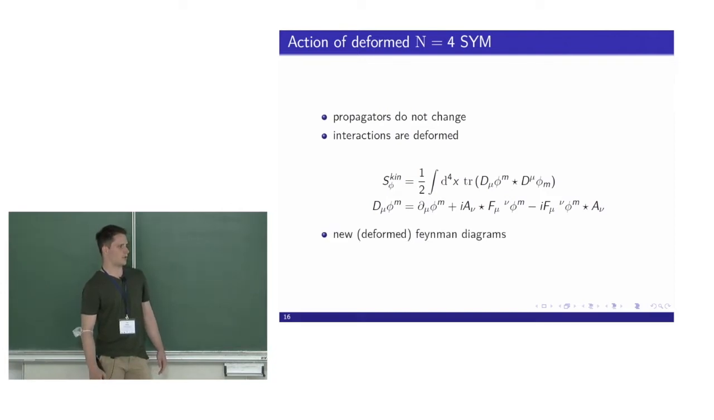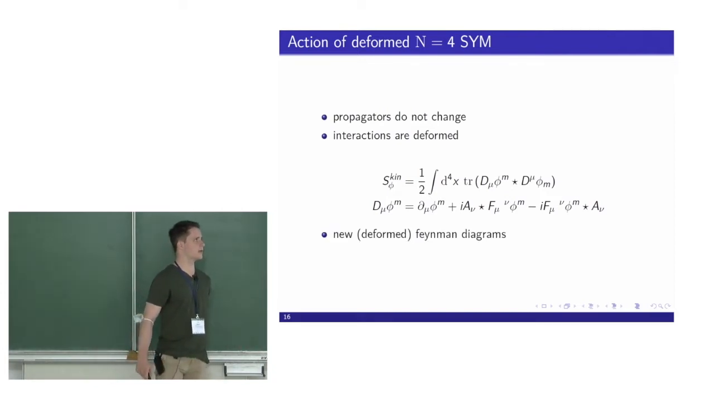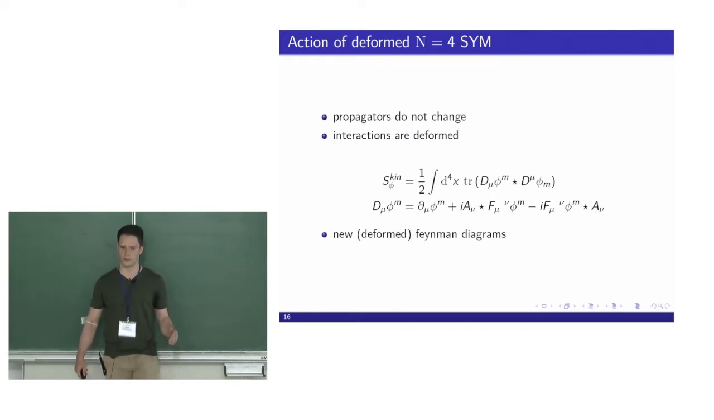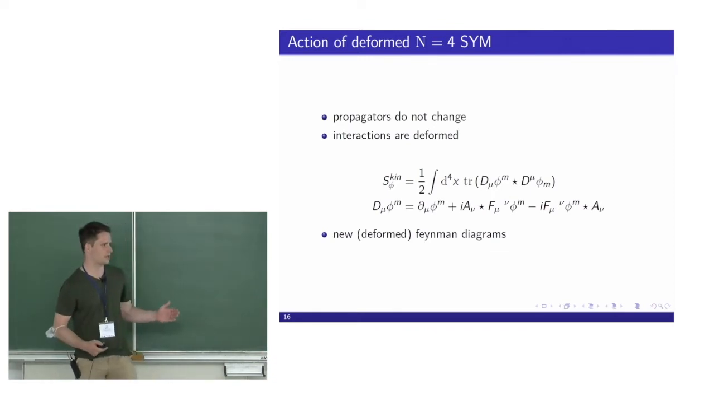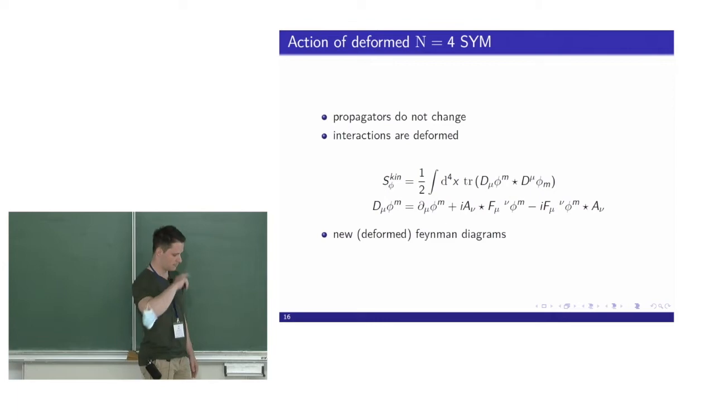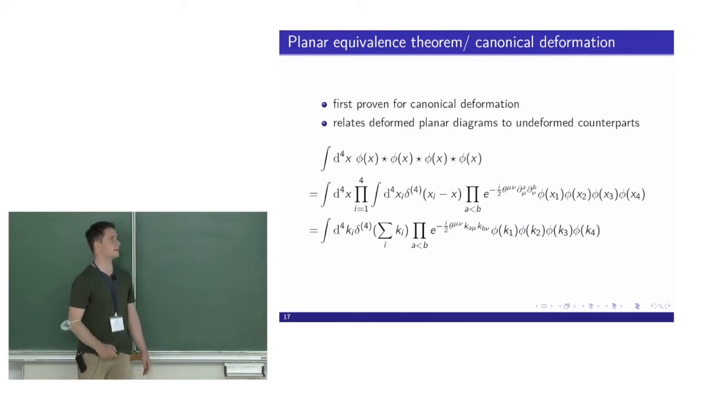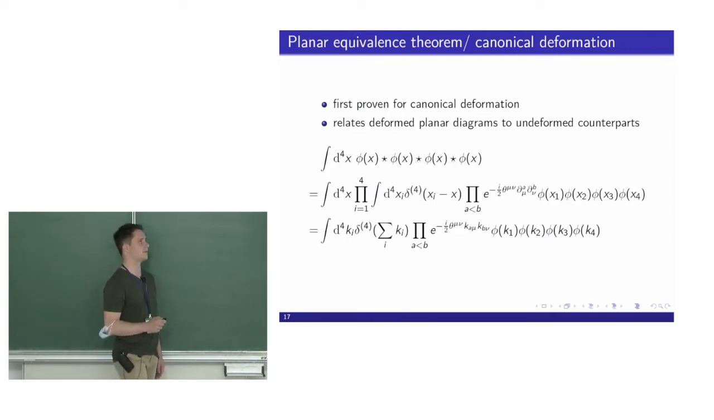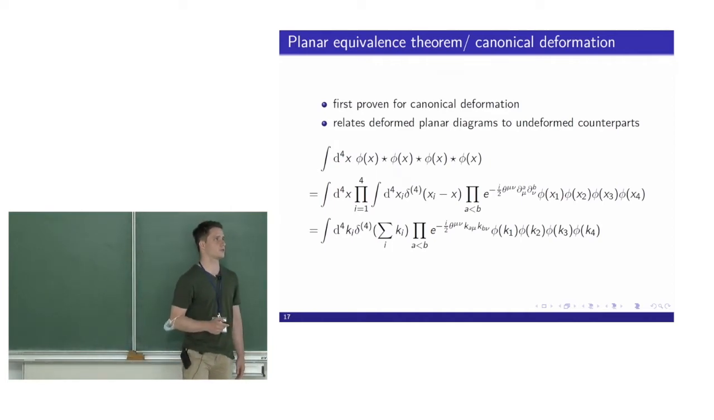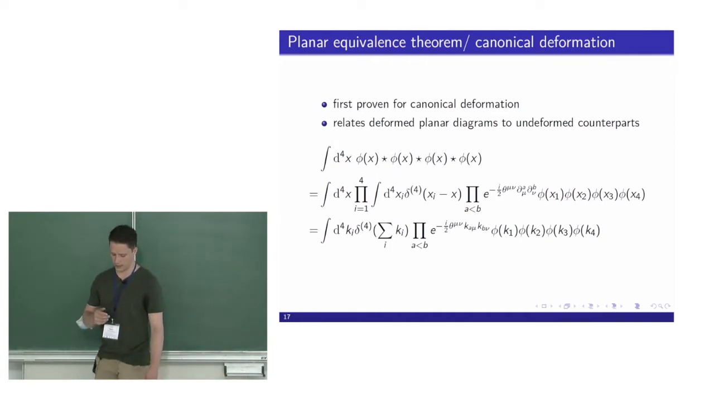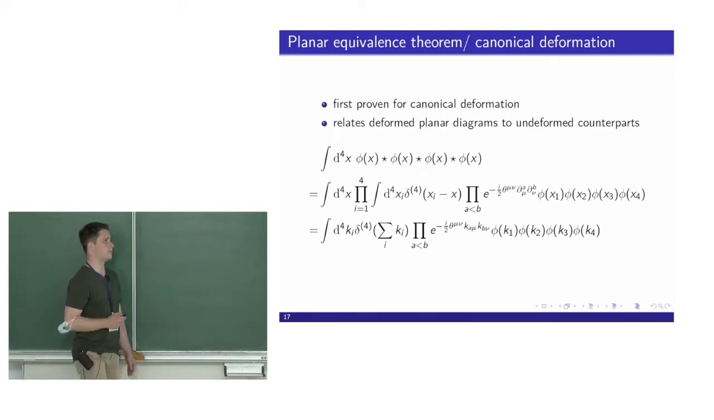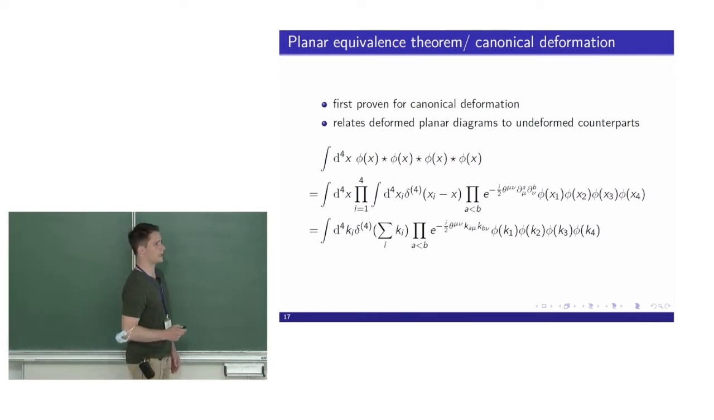Okay, so since we have deformed interactions, we would need to compute new or deformed Feynman diagrams. But luckily, there's something that is called a planar equivalence theorem, and that is proven in the literature for the canonical deformation by Thomas Filk. This relates the deformed planar diagrams to their undeformed counterparts. And the proof, so here for the phi to the 4, works in the following way.